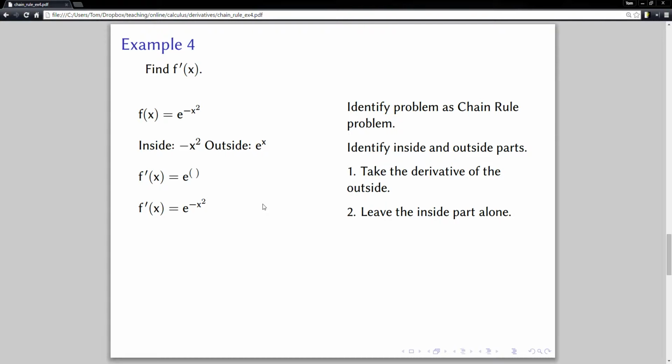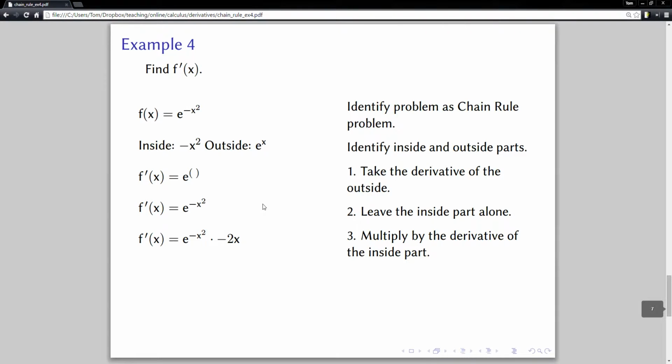All right, next up we want to do the 3rd step of the chain rule, and that is to multiply by the derivative of the inside part. So if I take the derivative of minus x squared, I get minus 2x. And then we usually write that negative 2x out in front. And that's it for the chain rule on this problem.